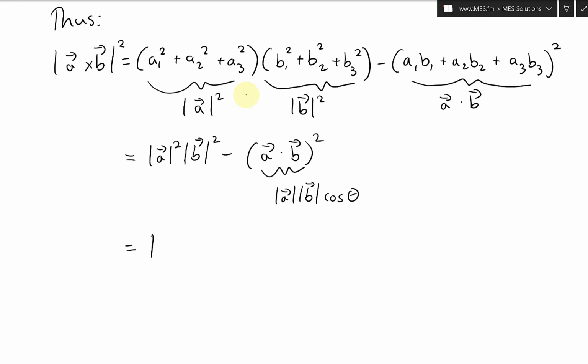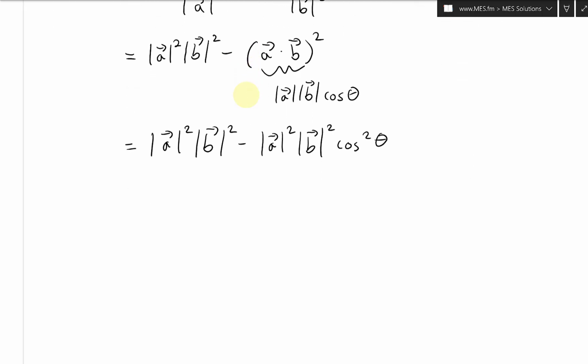So now this equals the length of a squared times the length of b squared, minus, and then this is all squared, so we're going to have to square everything. The length of a squared, the length of b squared, and then cosine squared theta. And now what we could do is factor out this length of a squared, length of b squared. Then factor that out, becomes 1 minus cosine squared theta.